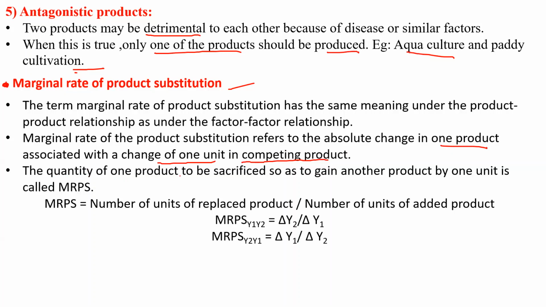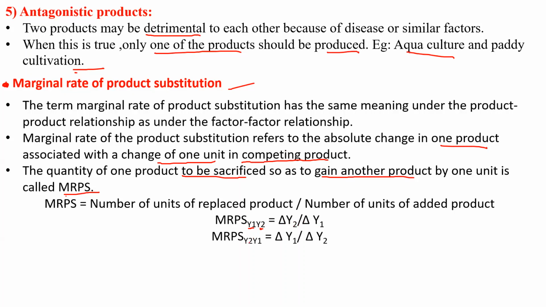The quantity of one product to be sacrificed so as to gain another product by one unit is called the marginal rate of product substitution, or MRPS. The formula for MRPS is the number of units of replaced product divided by the number of units of added product. Or we can say MRPS Y1 for Y2. So in this case it will be delta Y2, that is the change in replaced product. Here Y2 is the replaced and Y1 is the added product. So change in Y2 divided by change in Y1.